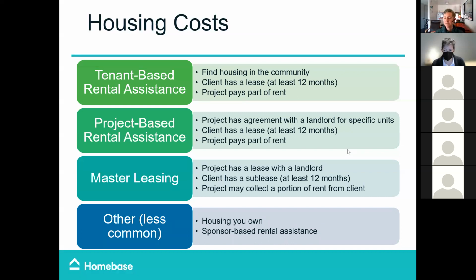There are a couple other less common ways of doing this. So for example, you could have housing that you own that is covering those housing costs. There's another type of rental assistance called sponsor-based rental assistance. If you're interested in the details of that, I can send you some materials. It's very unusual to use sponsor-based rental assistance, but it's not unheard of. The best short description I have is that it's like doing leasing, but with rental assistance. It's very, very similar to leasing. So these are all of your funding options for your housing cost in a CoC grant.